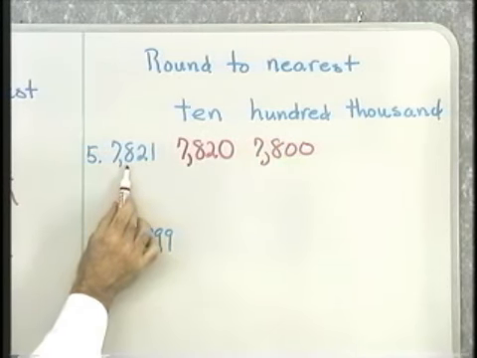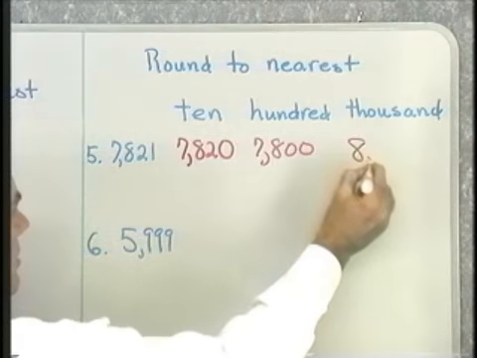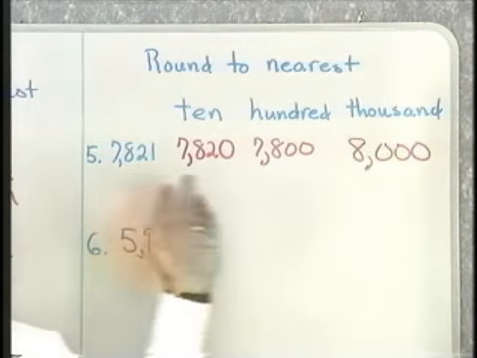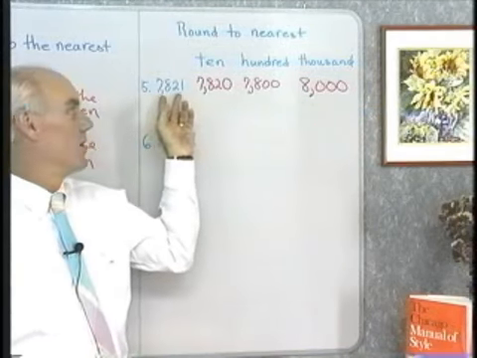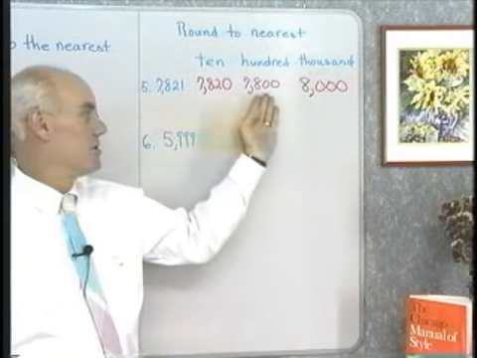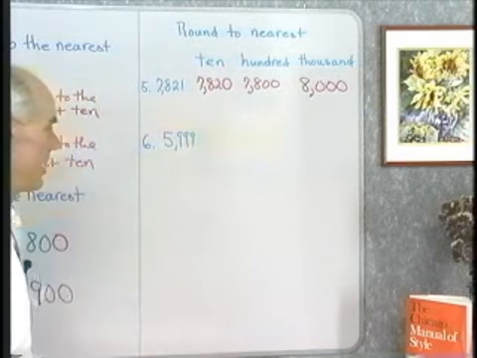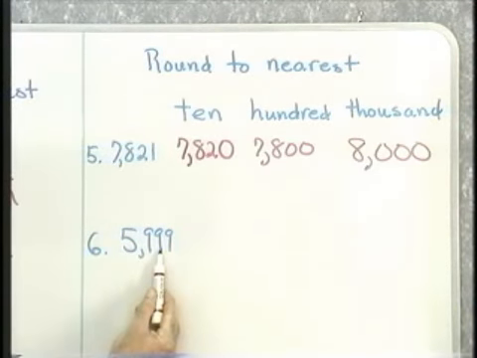Now to the nearest 1,000, that's this column right here. I go to the digit to the right. It's an 8. That's bigger than 5. I replace all these with zeros and add 1 to this digit. So to the nearest 1,000, that number, 7,821, rounds to 8,000. So 7,821 to the nearest 10 is this, to the nearest 100 is this, and to the nearest 1,000 is this. How about 5,999?